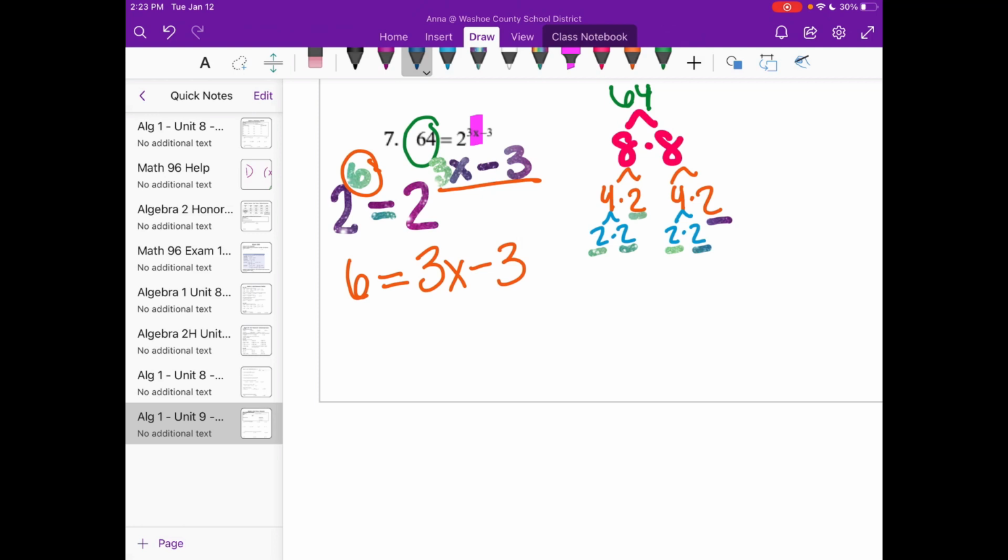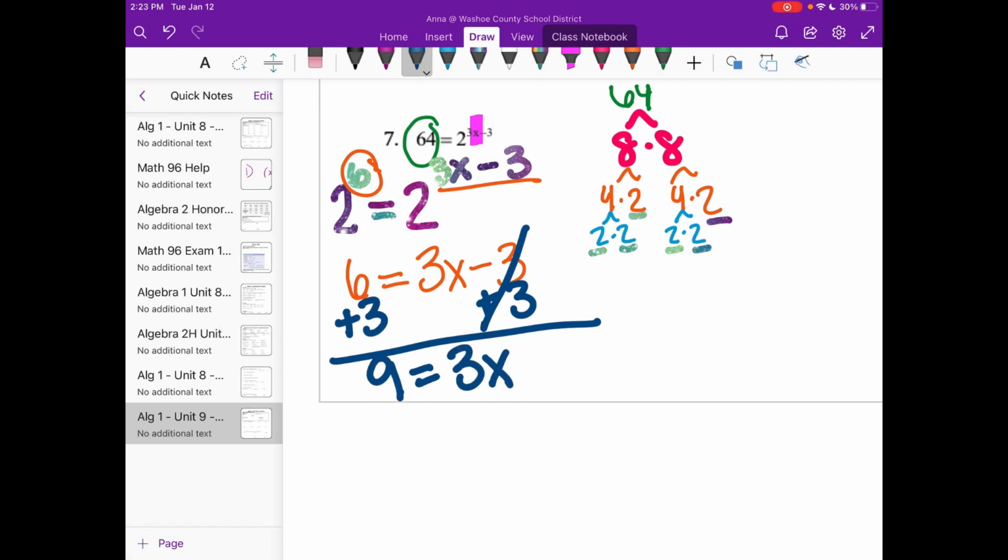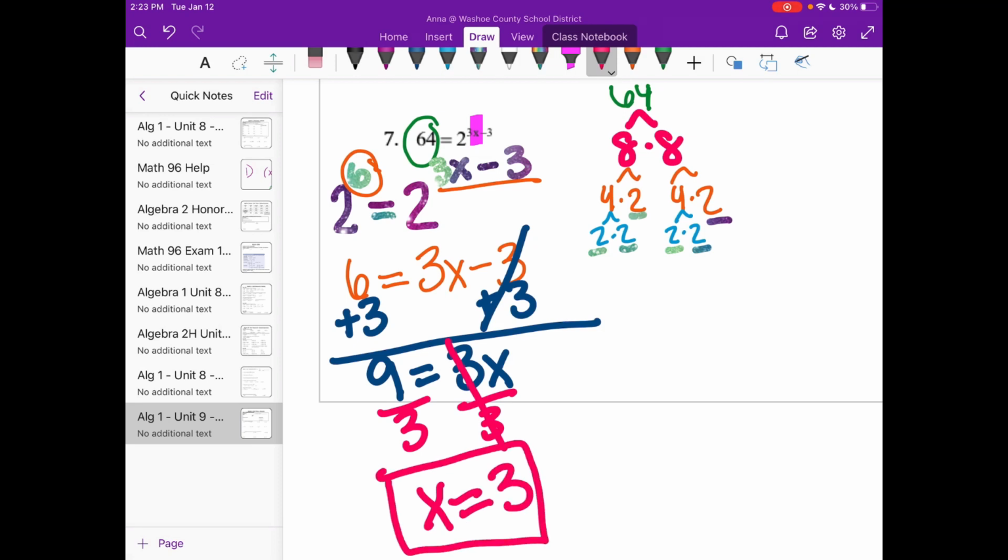This is no problem. So plus 3 on each side. 6 plus 3 is 9 equals 3x. And go ahead and divide by 3 on each side. So x equals 3. That's how you do that one. You're just figuring out what x would need to be for me to get 64.